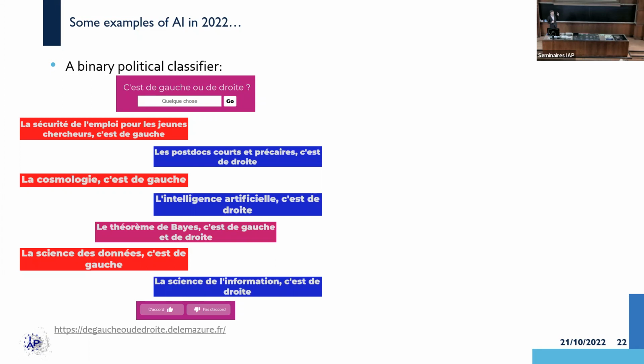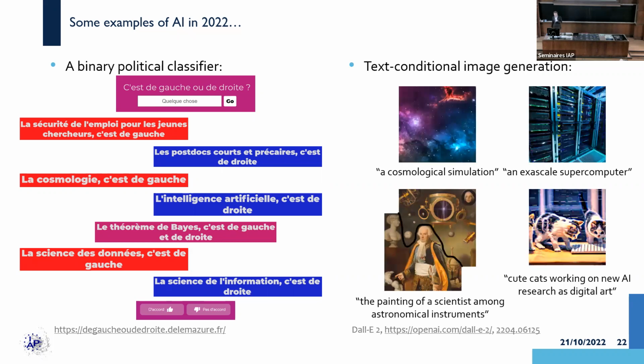In France, by the way, left is red and blue is right. There are things that are fairly uncontroversial. For instance, job security for young researchers is clearly left-wing. A short and precarious postdoc is clearly right-wing. But you have some more surprising things, like cosmology is left and artificial intelligence is right. Bayes' theorem is neither left nor right. Data science is left. Information science is right. I'll let you form your own opinion about that.